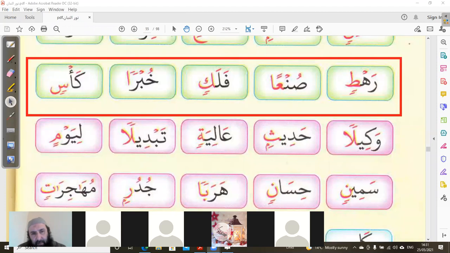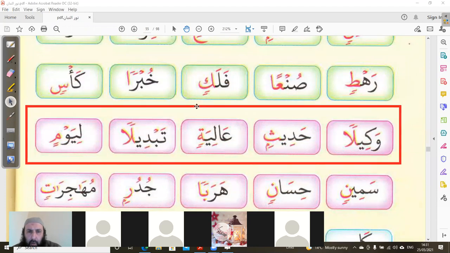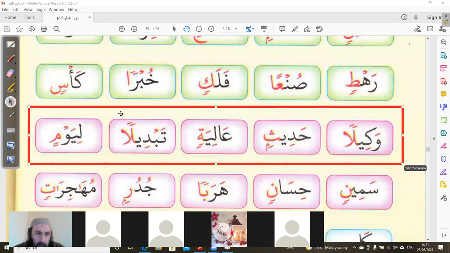You are going very fast. Start with rahtin. Rahtin, fun'an, falakin, khubran, ka'sin. Good, stop there. I have to scroll, okay? You read only the ones I put in the square. Go ahead.